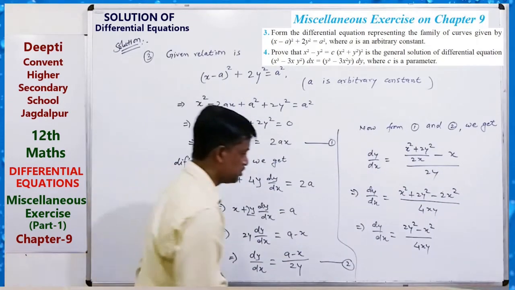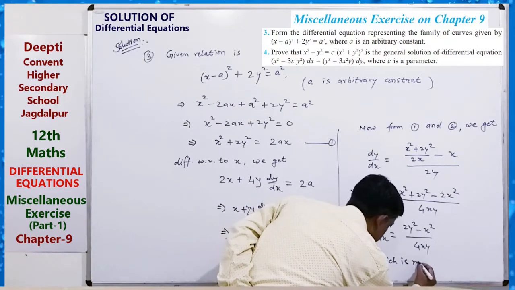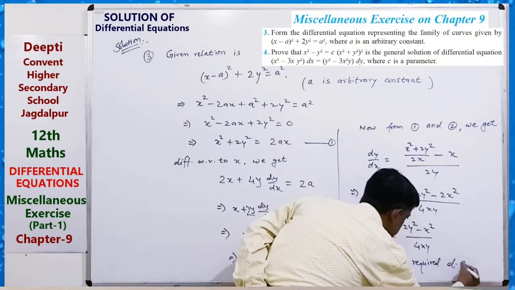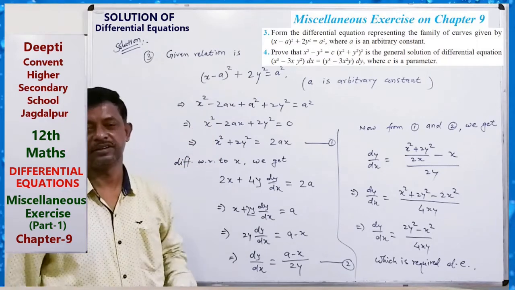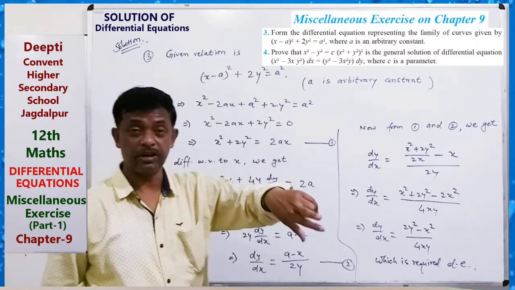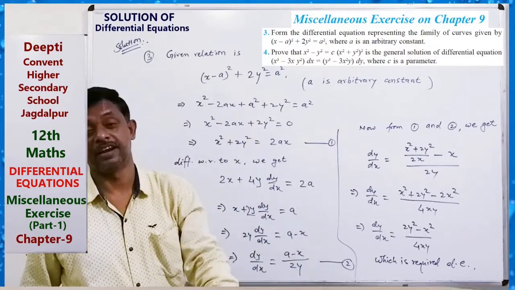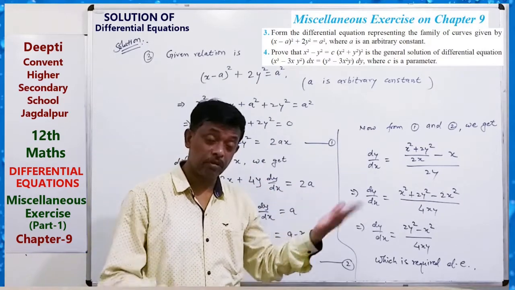This is the required differential equation, obtained just by eliminating the arbitrary constant. Okay, so this is the formation of a differential equation. First was degree and order, second was whether the relation is a solution of a differential equation or not, and third, formation of a differential equation.